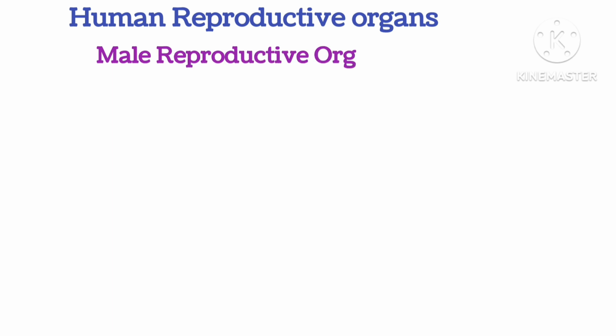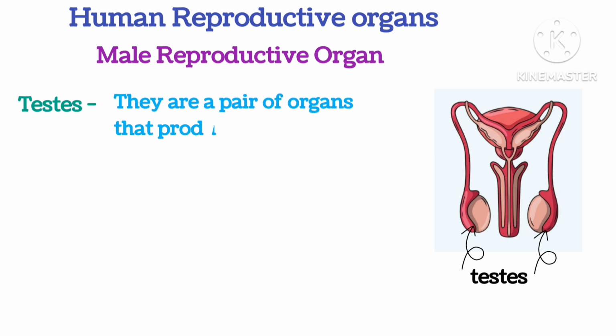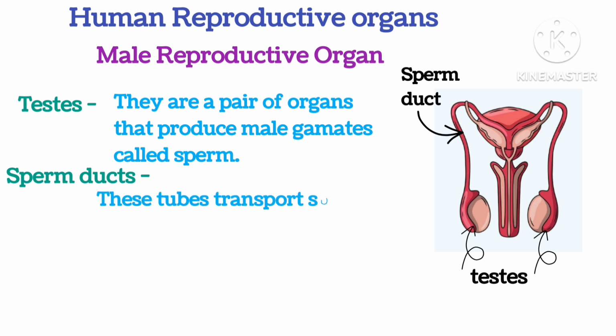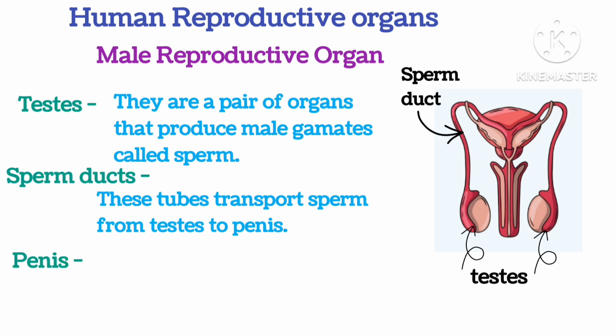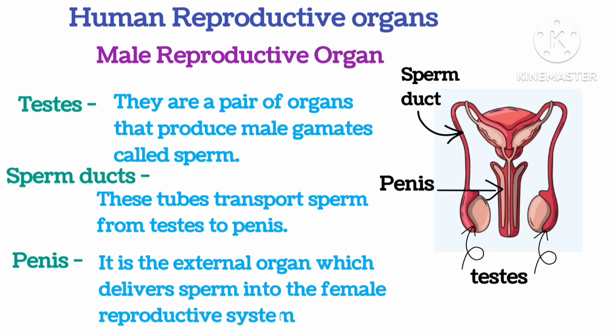Human reproductive organs. Male reproductive organs. Testes. They are a pair of organs that produce male gametes called sperm. Sperm ducts. These tubes transport sperm from testis to penis. Penis. It is the external organ which delivers sperm into the female reproductive organ.